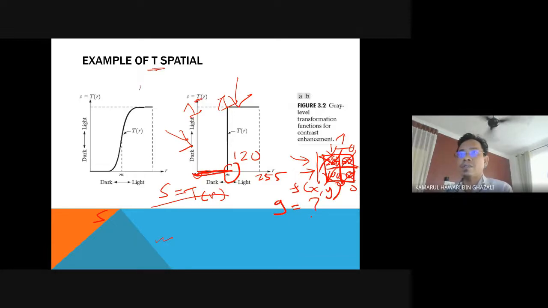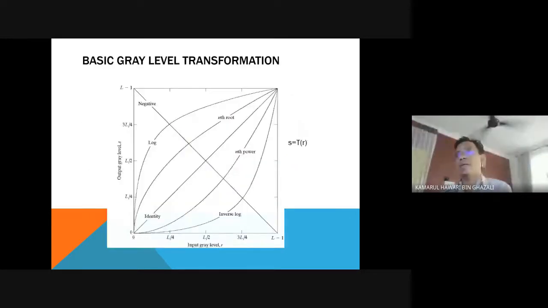This is another function which is a bit more complex. It is not straightforward, it is not just yes or no. It has a gradient there. This is more complicated. If it is identity, then okay. Identity means that if you transform your image with this identity, you don't do anything to your image, because identity means identical, the same. But this one has nth root, log, negative, inverse log. So these are all the transformations.